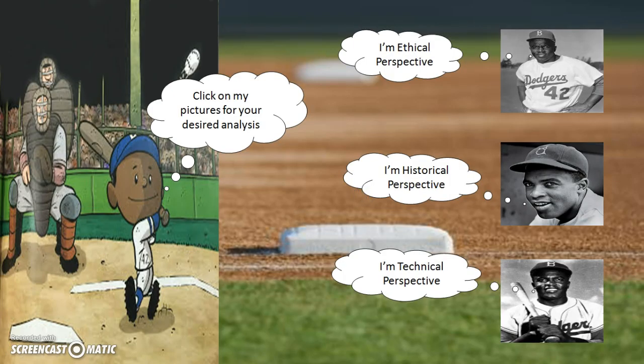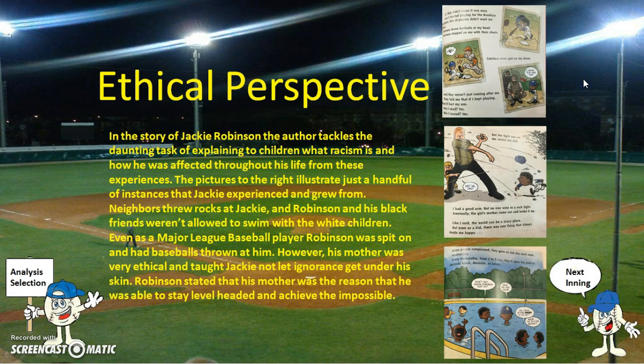His visual analysis page is you click on the pictures and they will link you to each perspective. So I will start with the ethical perspective. In the story of Jackie Robinson, the author tackles the daunting task of explaining to children what racism is and how he was affected throughout his life from these experiences. The pictures to the right illustrate just a handful of instances that Jackie experienced and grew from.